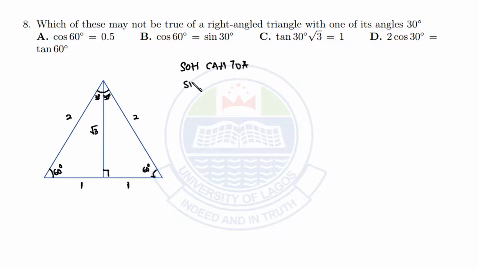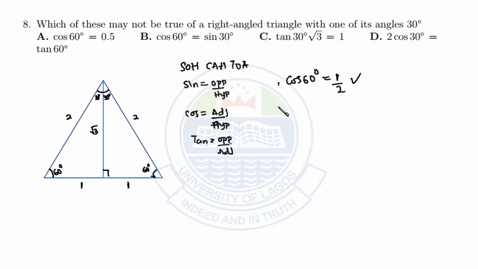Sine is defined as the ratio of the opposite to the hypotenuse, and cos is defined as the ratio of the adjacent to the hypotenuse, and tan is defined as the ratio of the opposite to the adjacent. Now the first option here is cos 60 is equal to 0.5. Let's check cos 60. Cos 60 is equal to 0.5. So we have cos is adjacent. So if this is the opposite, that means the adjacent is 1 over hypotenuse. That's true. So this is true.